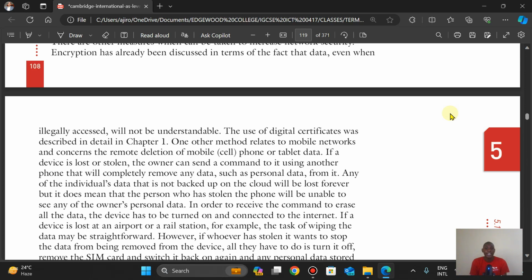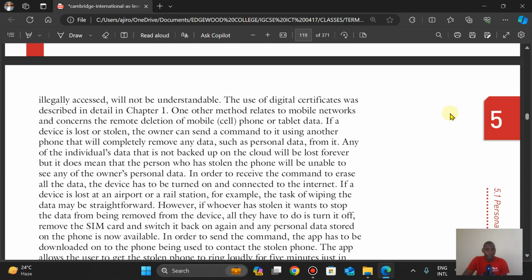We've talked about that. In order to receive the command to erase all the data, the device has to be turned on or connected to the internet. If a device is lost at an airport or a rail station, for example, the task of wiping the device may be straightforward. However, if whoever has stolen it wants to stop that from being removed from the device, all they have to do is turn it off, remove the SIM card, and switch it back on again. And any personal data stored on the phone is now available.